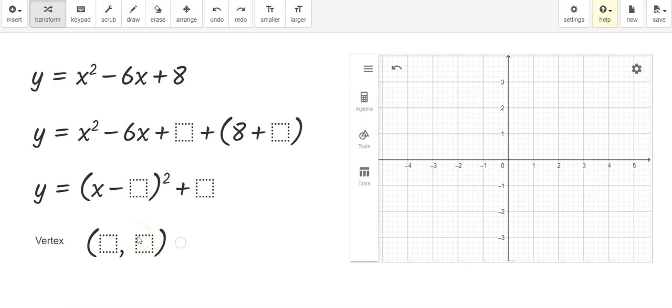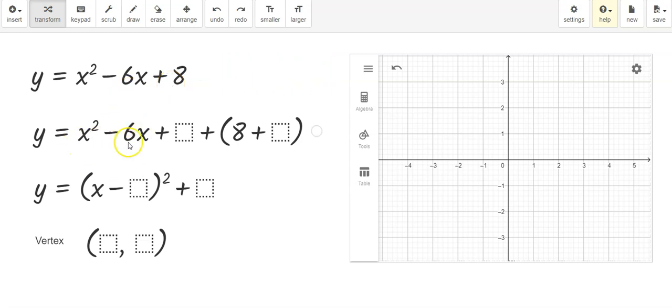Today we're going to write equations that are in standard form in vertex form by completing the square. The first equation of this quadratic function is in standard form. We know that because it's x squared, an x, and a constant.